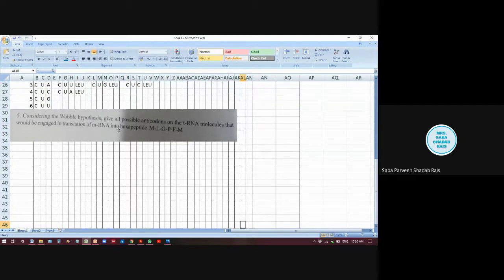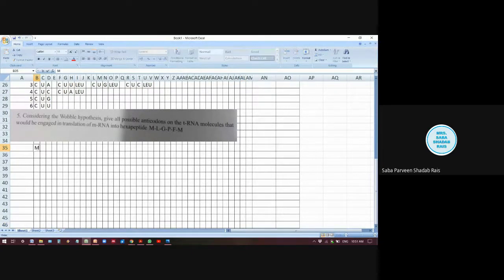Now see, give all possible anticodons on the tRNA molecule that would be engaged in translation of MLGFPM. MLGFPM, this polypeptide chain is given. So open page number 66, where I have given the amino acids and their symbols as well as the codons. Have you opened?